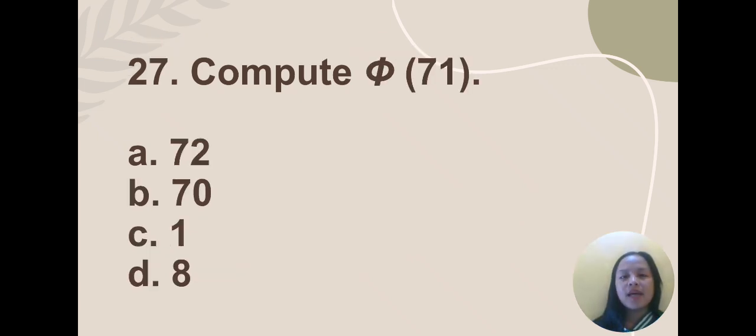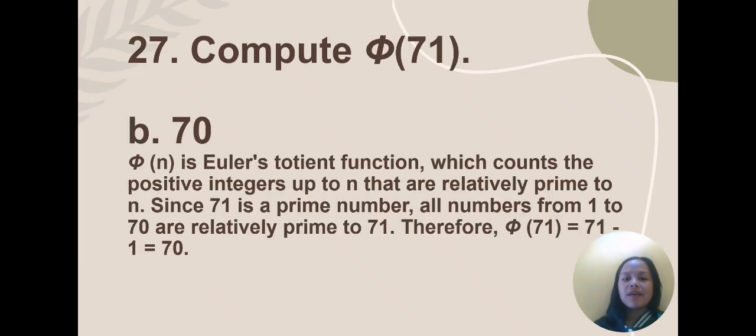For number 27, compute phi of 71. A, 72, B, 70, C, 1, D, 8. For item number 27, the answer is letter B, 70, in which phi of n is Euler's totient function, which counts the positive integers up to n that are relatively prime to n. Since 71 is a prime number, all numbers from 1 to 70 are relatively prime to 71. Therefore, phi of 71 equals 71 minus 1 equals 70.